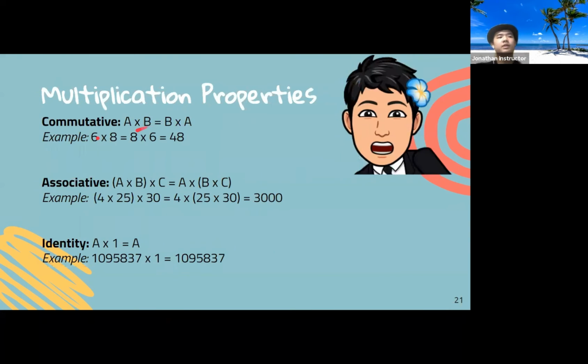It's basically the same thing. So the order doesn't matter. So A times B is equal to B times A. And we can see here, 6 times 8 is 48. 8 times 6 is also 48.